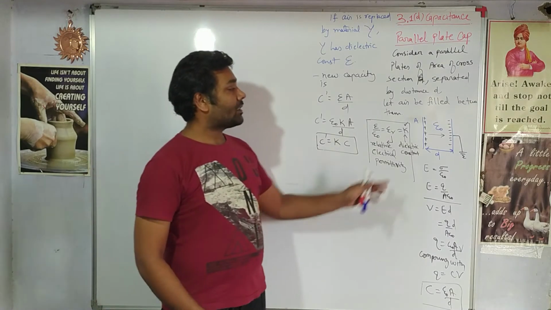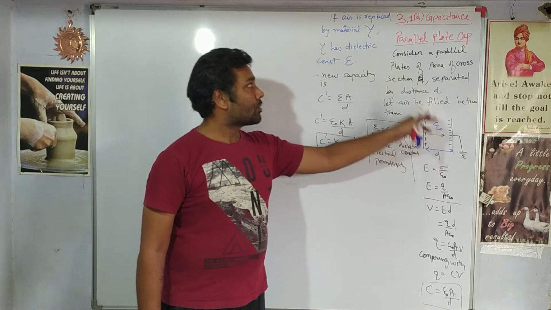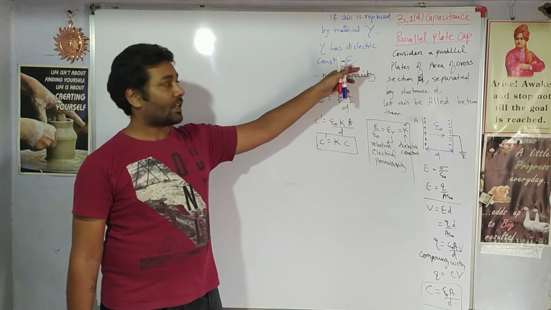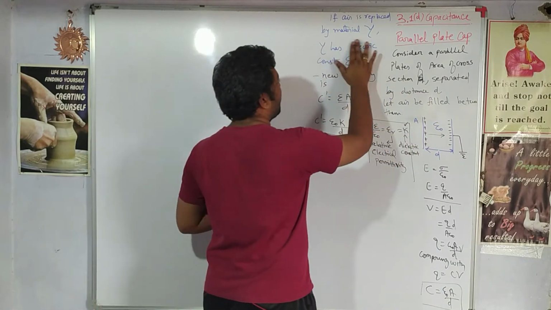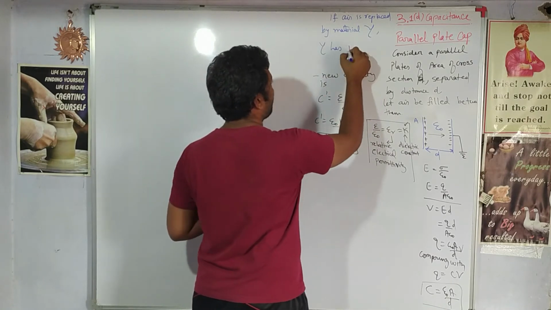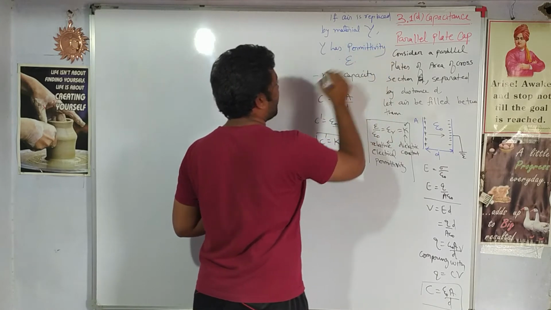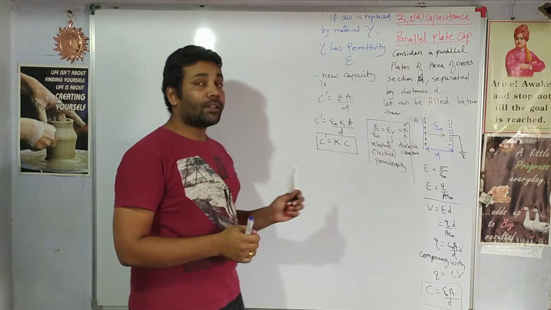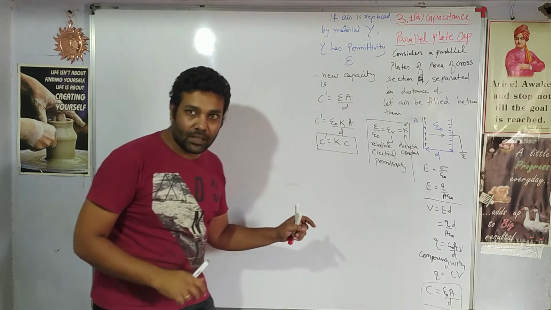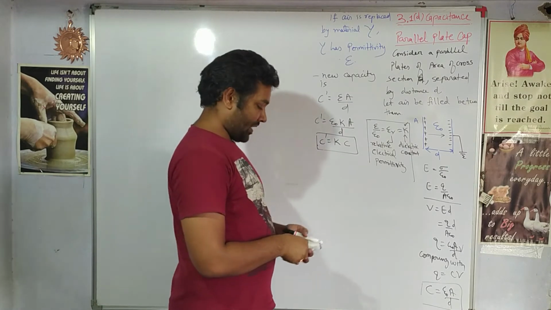What do we conclude? That instead of air, if some material Y is introduced which has a dielectric constant, which has permittivity epsilon, right, then what will happen to the capacitance? The capacitance will increase by K times as compared to the original capacitor.